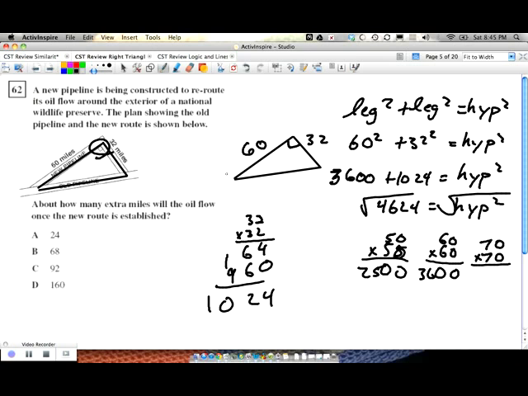In fact, I shouldn't have even used these because I know that the hypotenuse is longer than 60. So I should have started with 70. 50 and 60 would have been nowhere even close.